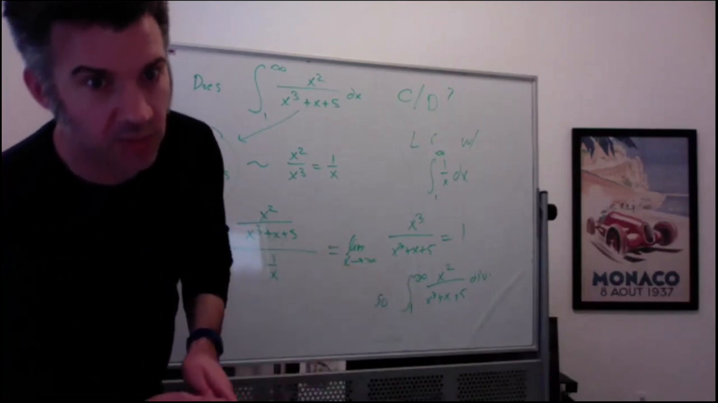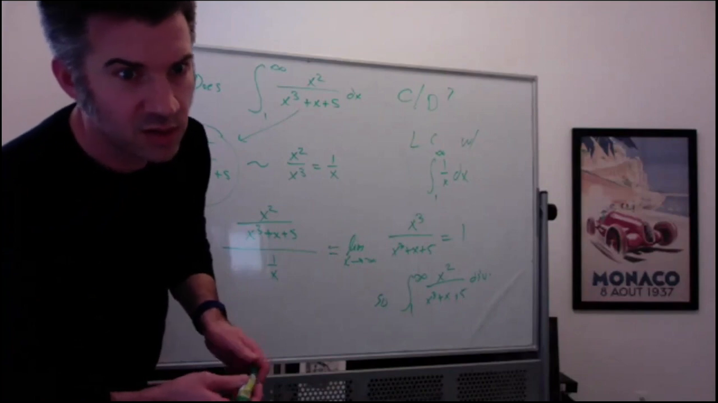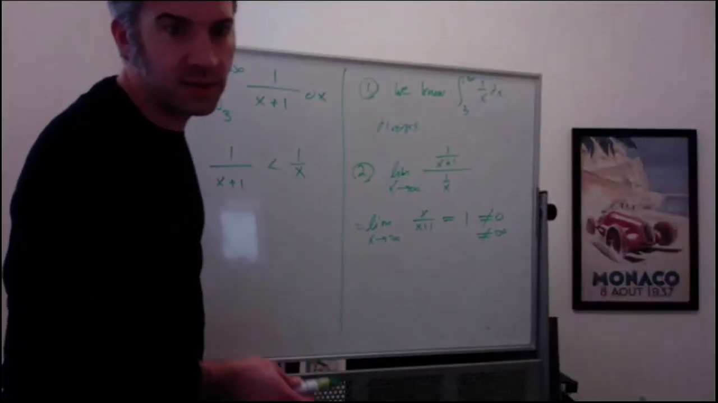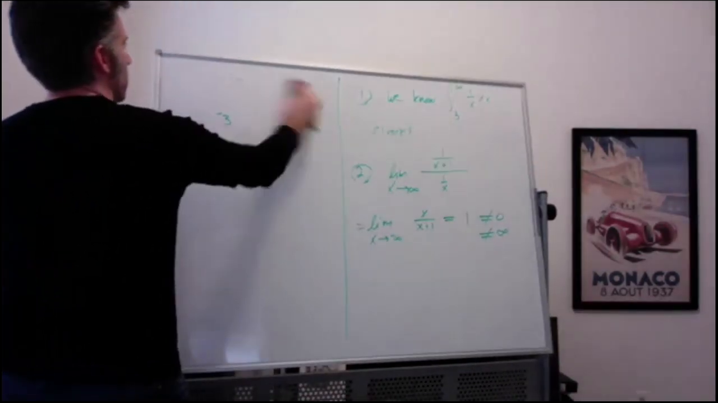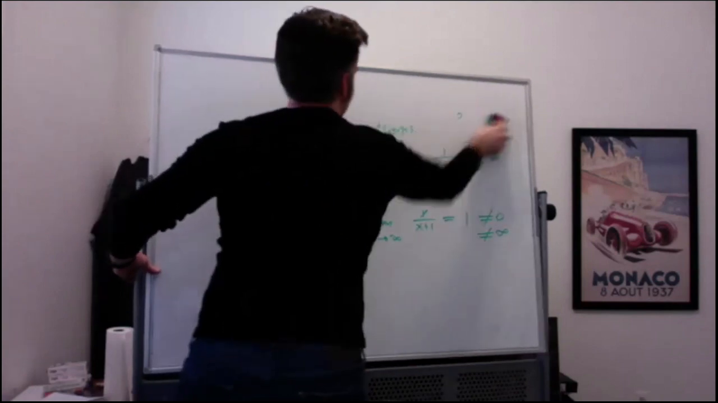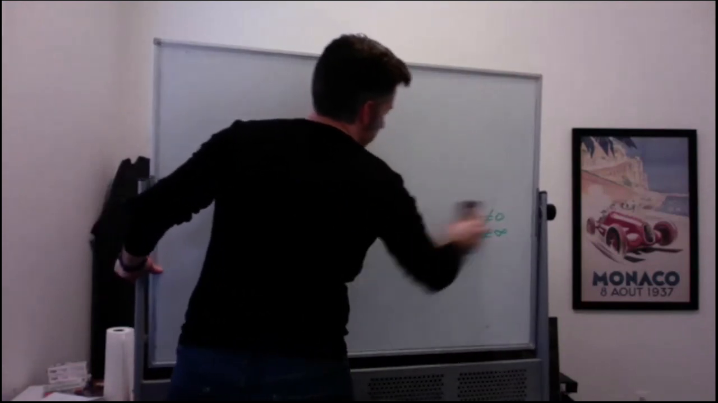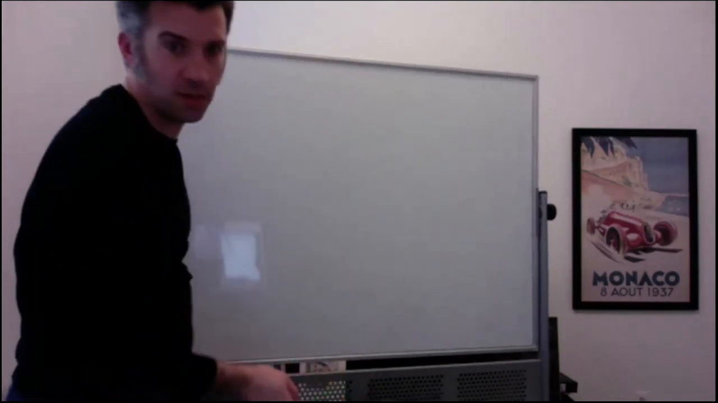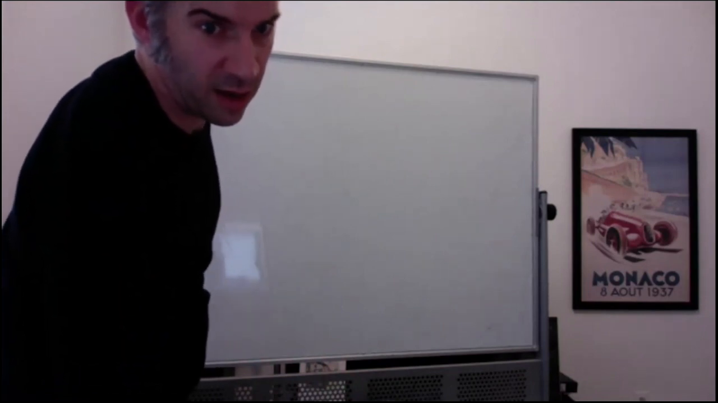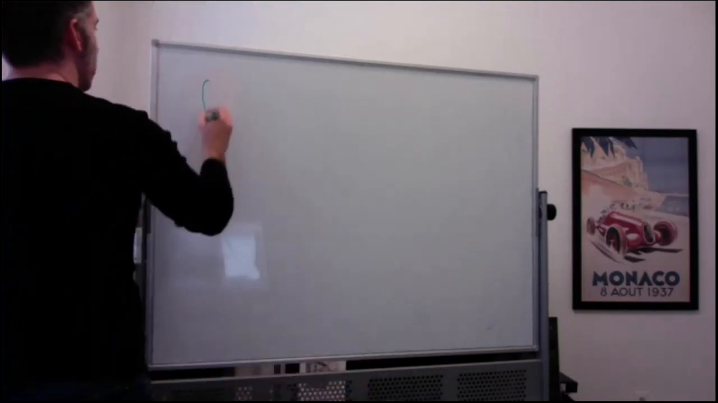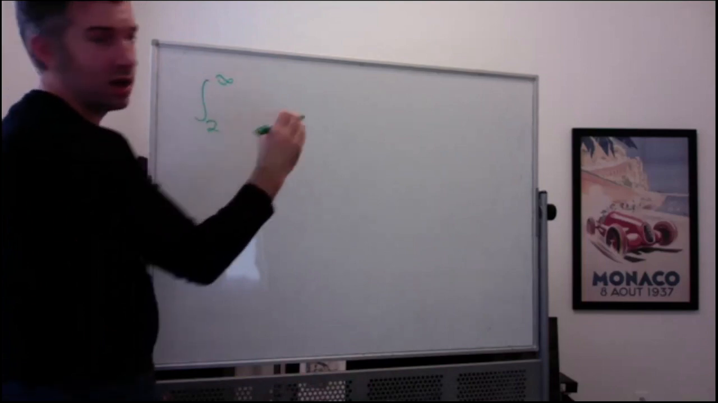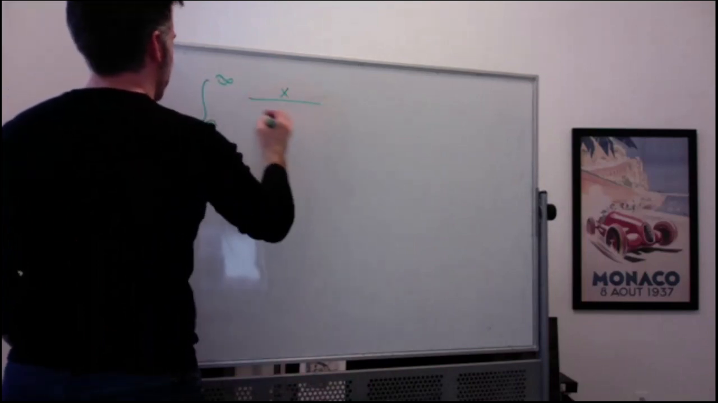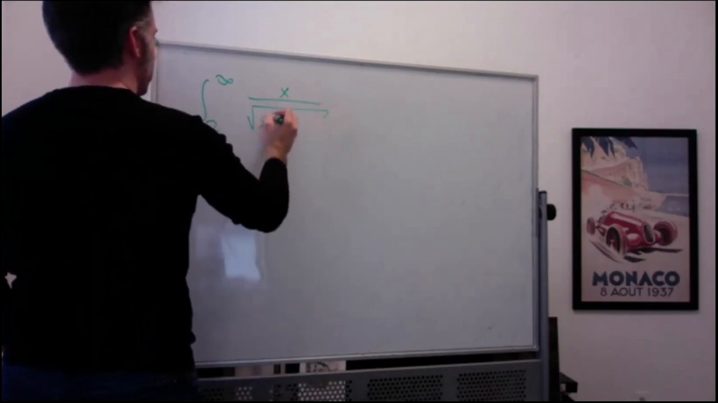Okay, let's look at a couple more examples. Sure, let's do one. What if instead I had the integral from 2 to infinity of x over the square root of x to the 6 minus 1?